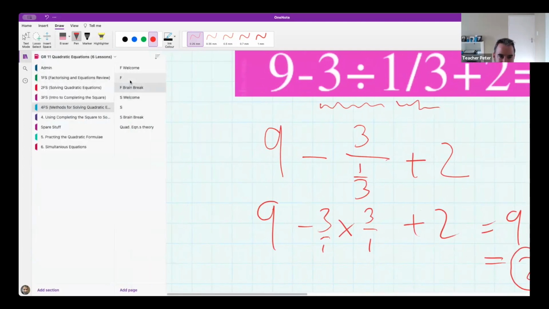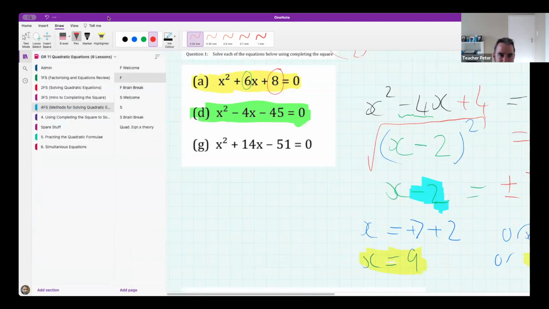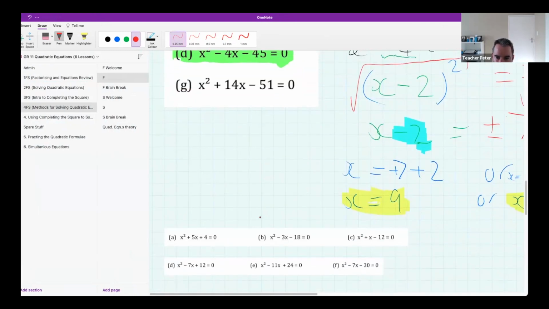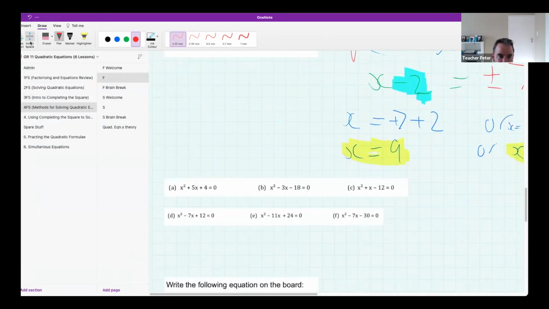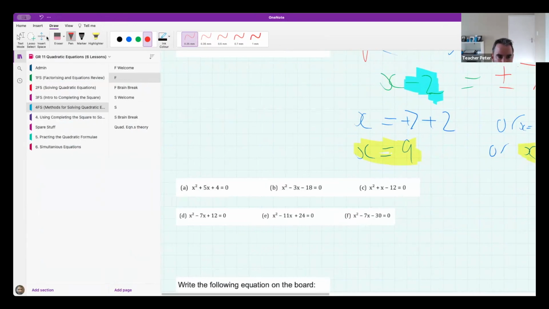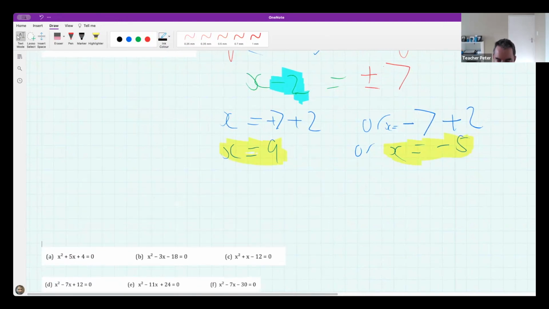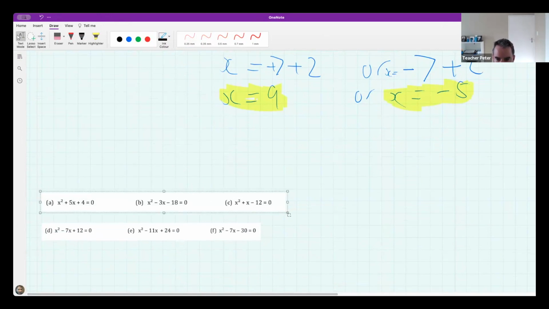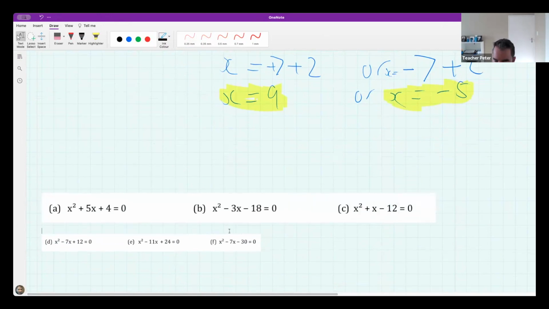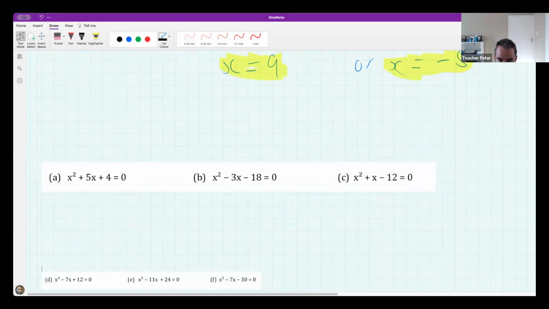Awesome. Let's get back to the rest of our lesson. You've learned how to solve an equation by completing the square, but there are other ways of solving a quadratic equation. We're going to try out different methods together. For this one, do it with factorizing, and then I'll tell you a little bit about the formula, which is coming up in our next lesson.